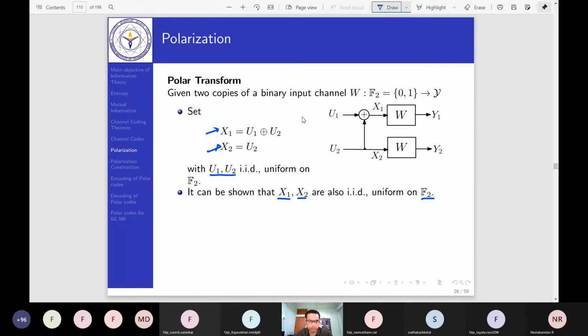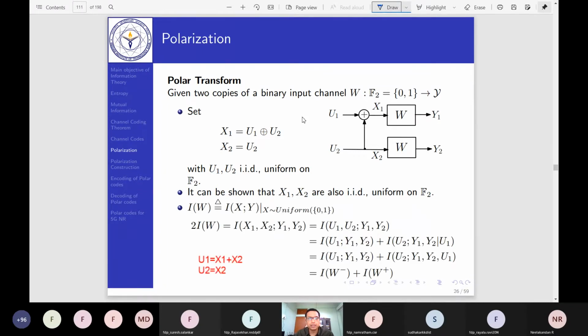It can be shown. Okay. So, see, two identical channels we have considered. This is one W, this is the second W. Two copies of W we have collected, and this particular term is known as the symmetric capacity.